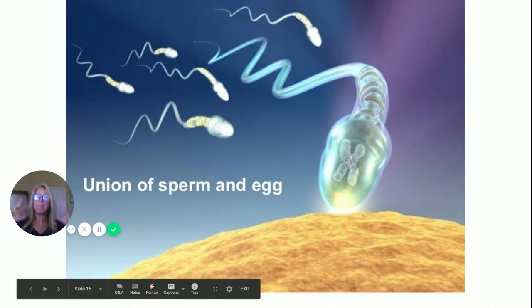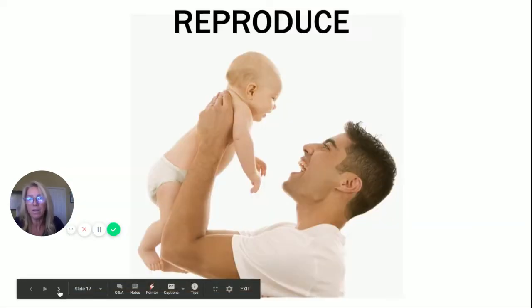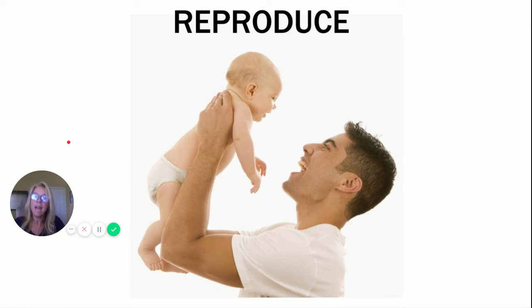Now, when we think about passing our information on, you can think about sexual reproduction, where you'll have a haploid sperm and a haploid egg. We'll talk about that. They will join to form a diploid zygote. So here's this baby, and it has half of its genes coming from its biological mother and half of its genes coming from its biological father.